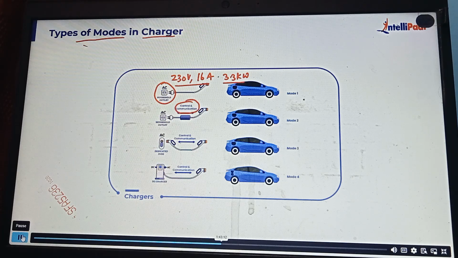Second one, control and communication can be integrated with this charger. Some of the cars come along with this, where the BMS can be integrated, or control and communication both are there. So this charger will try to communicate with the battery bank as well.